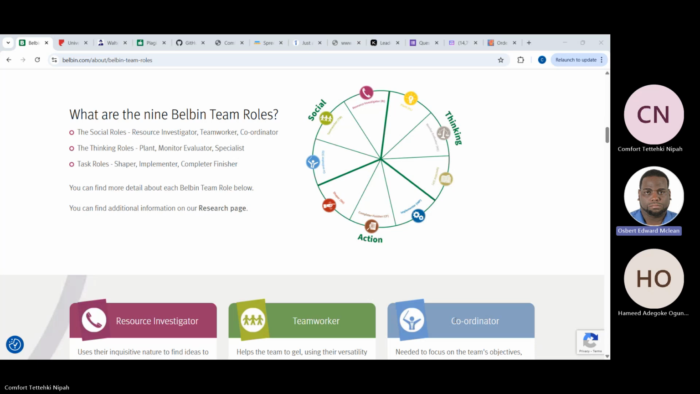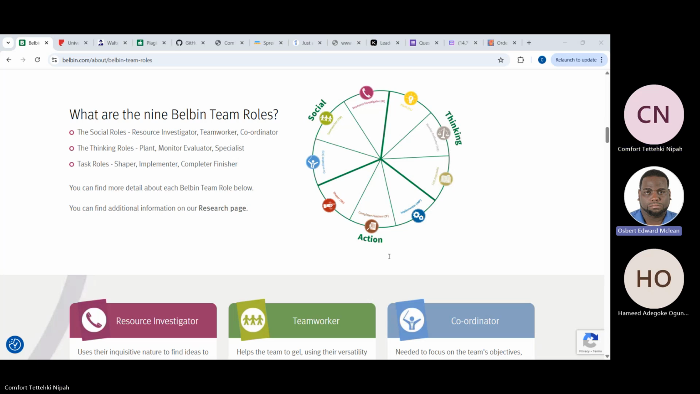And as we mentioned earlier, the Completer Finisher, as you said, Comfort, that's you. These persons tend to be perfectionists, meticulous in their actions, who always ensure that quality is upheld and we meet our deadlines. But the drawback is that these persons tend to be risk-worrying and try to avoid delegation because they want to ensure that it is done according to their standard.